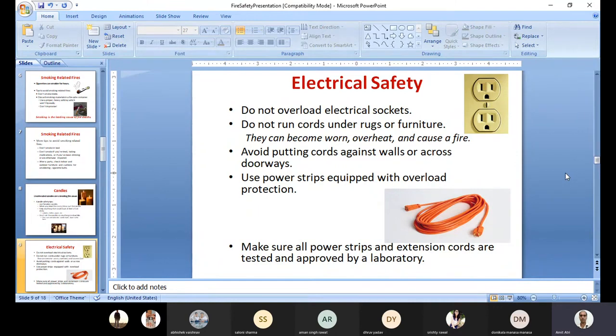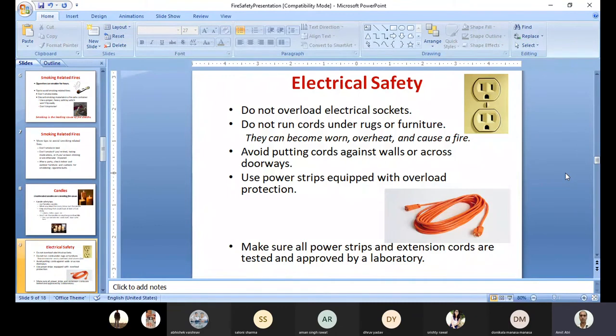Electrical safety means fire could also break out due to faulty electric wiring, faulty loading as well. Although in the present case, all of the safety equipment is provided in the electrical network, so any such situation can be avoided. Okay, first point here: do not overload electrical sockets.